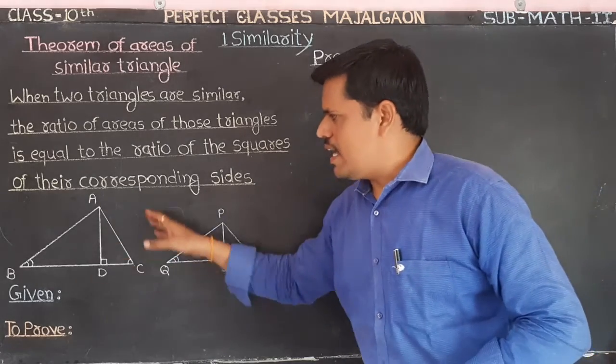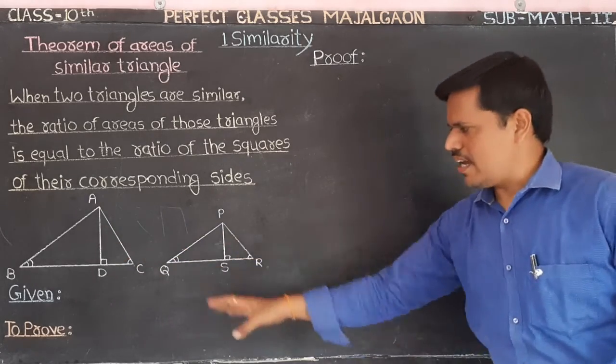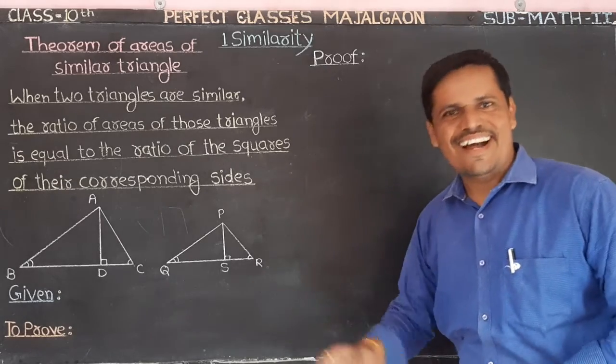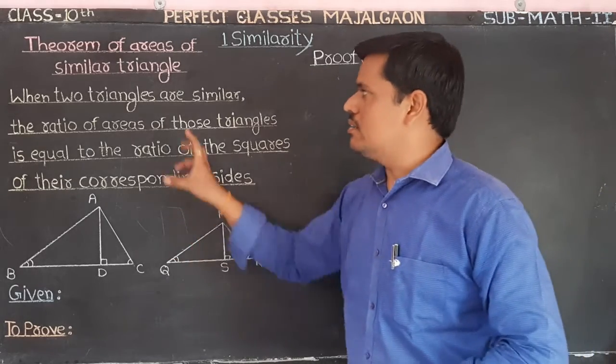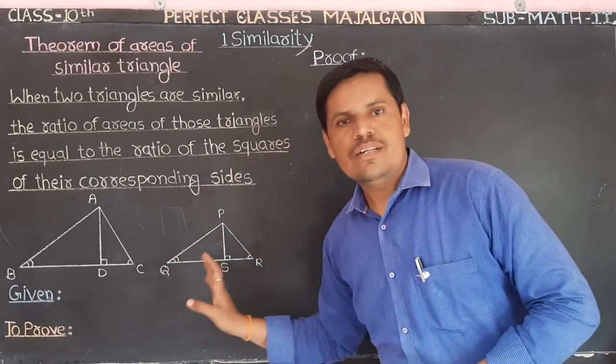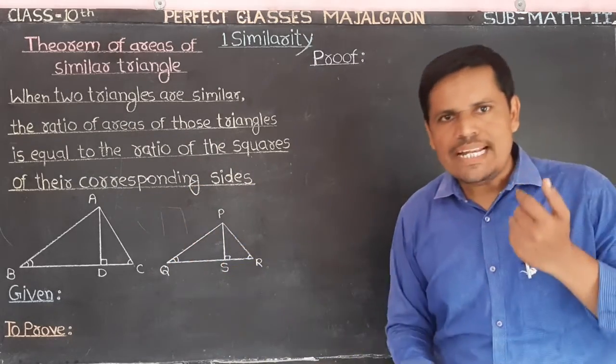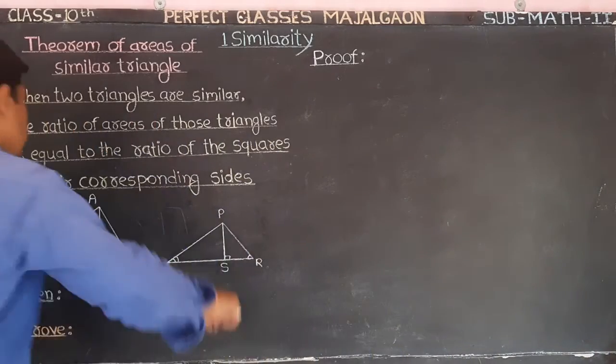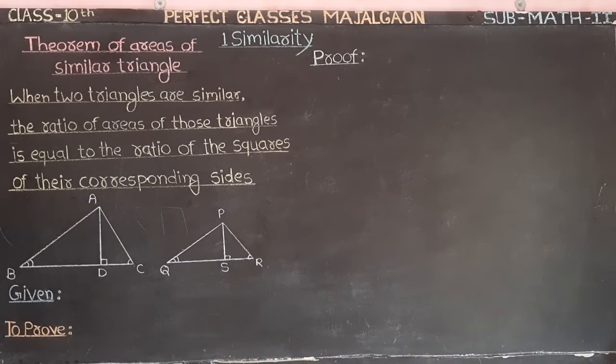In triangle ABC, AD is the height, and in triangle PQR, PS is the height. Therefore, these two triangles are similar. Here we construct two similar triangles. They are similar to each other. Now, how to write the given part? Here we will write the given part in this figure.